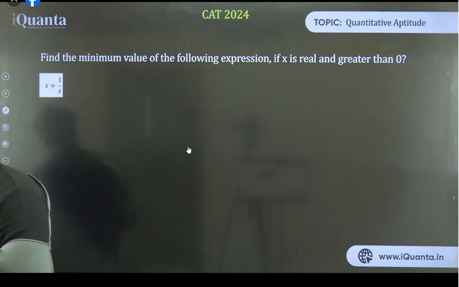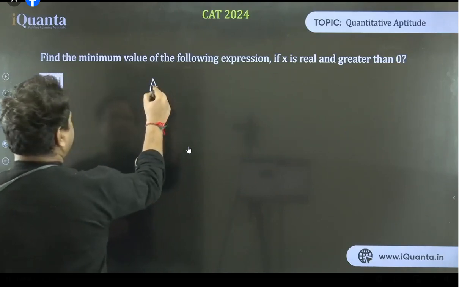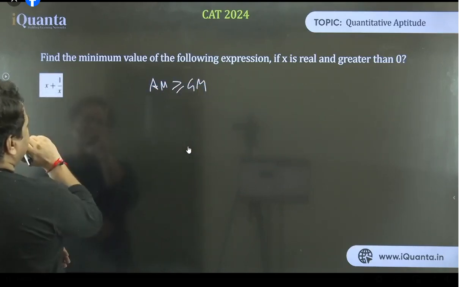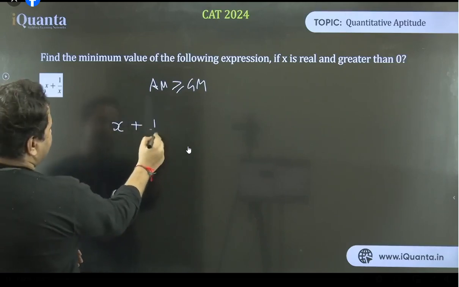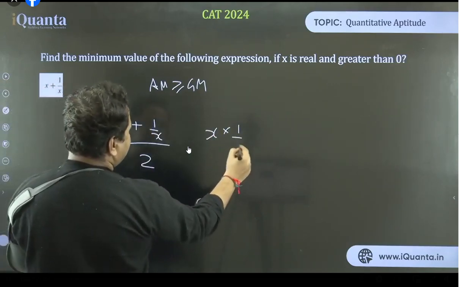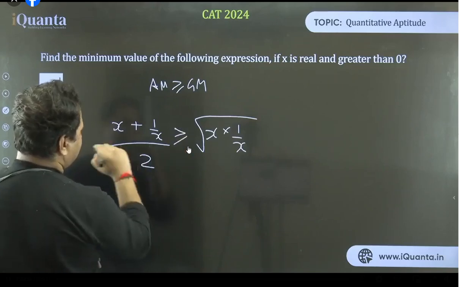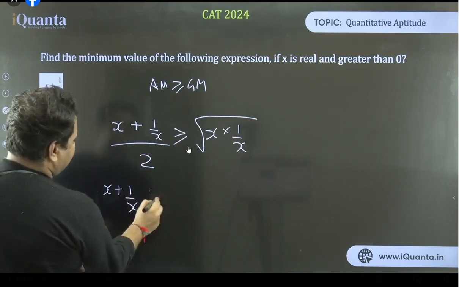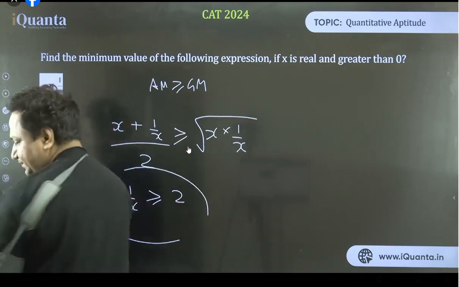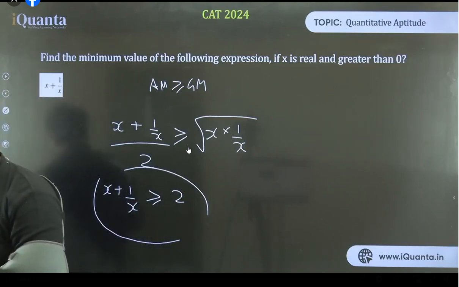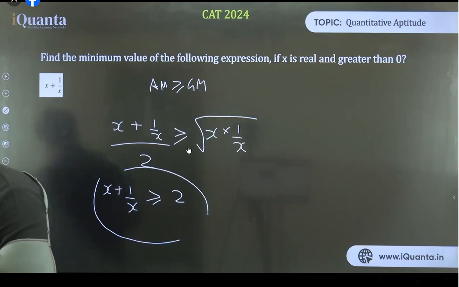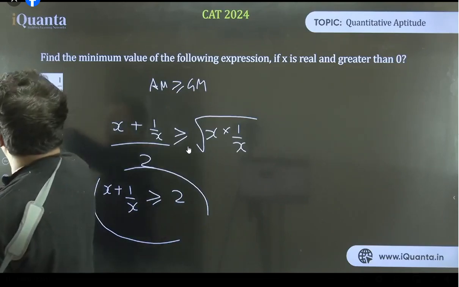How would you solve it? AM greater than or equal to GM. We'll solve it that way, right? So AM will be x plus 1 by x whole upon 2 and GM will be the square root of x into 1 by x. Isn't it? Am I right? So x plus 1 by x will be greater than or equal to 2. This is 1 only. So we got the answer. Right? Clear? Coming to the next one.